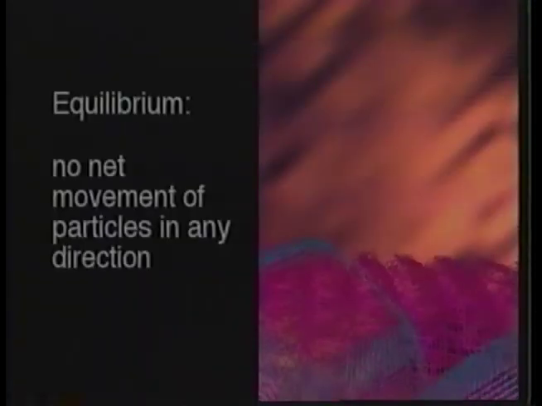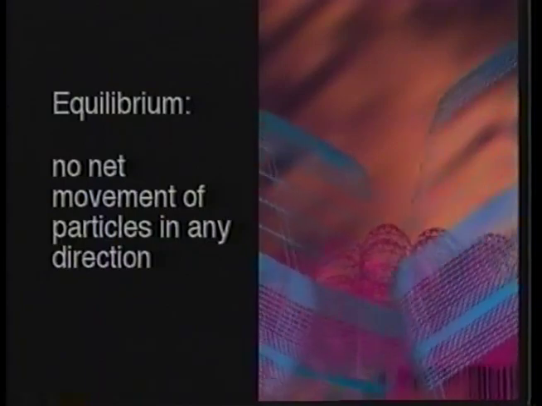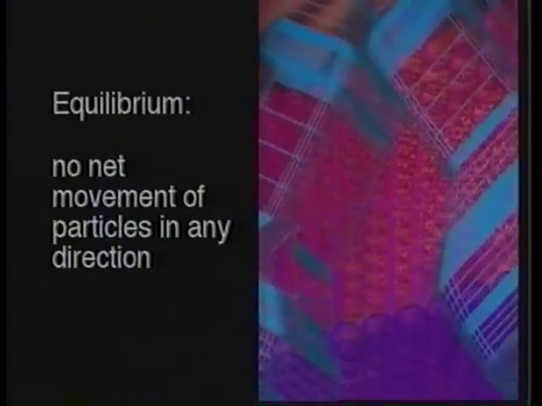As this movement continues, the particles eventually become distributed evenly. In other words, diffusion takes place until the concentration gradient is eliminated. At this point, where there is no net movement of particles in any direction, equilibrium has been reached. Random molecular motion still continues, but the overall distribution of solute remains even and constant.